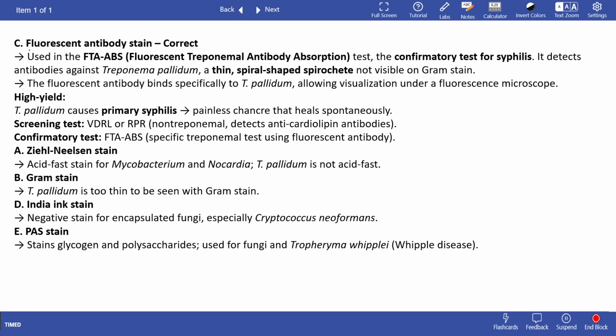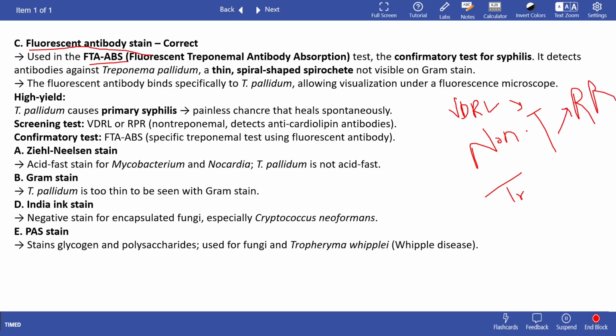So fluorescent antibody staining, the FTA-ABS, is basically known as a treponemal test. There are two kinds of tests that you must know about: a non-treponemal test and a treponemal test. The non-treponemal tests are VDRL and rapid reagin testing. These two are basically used for screening.